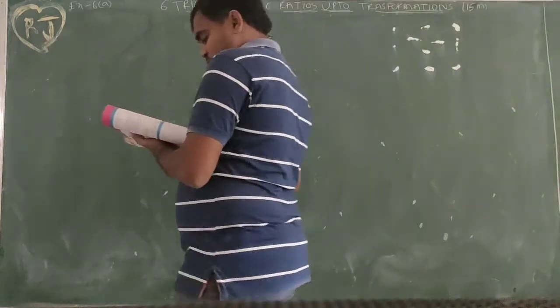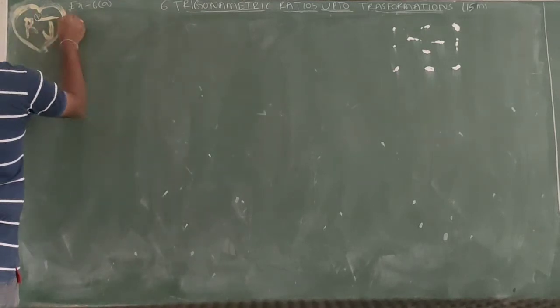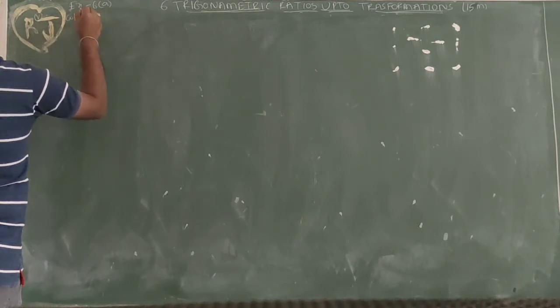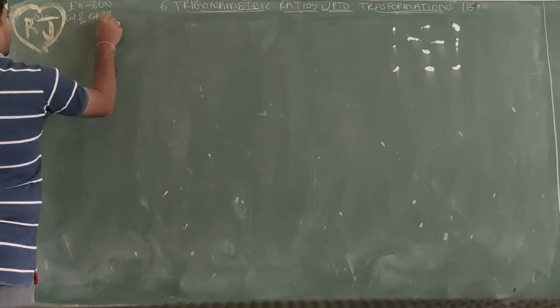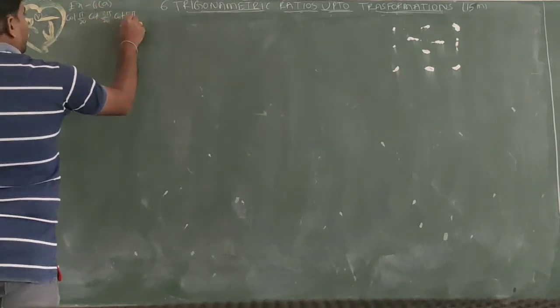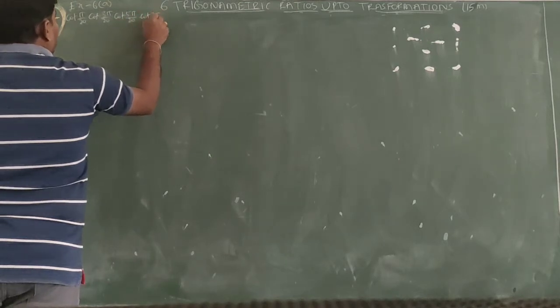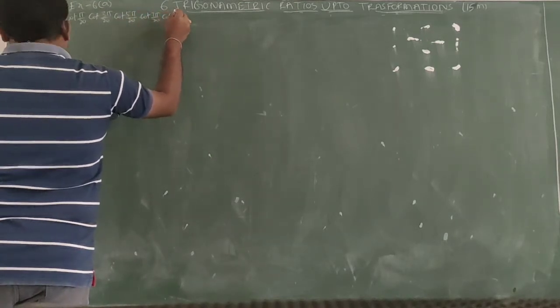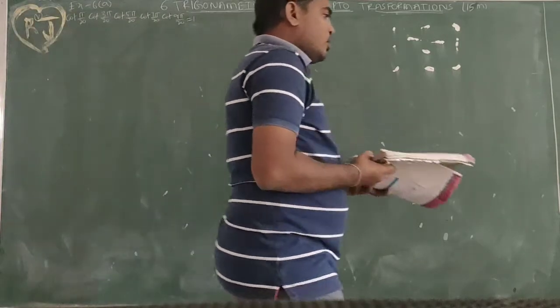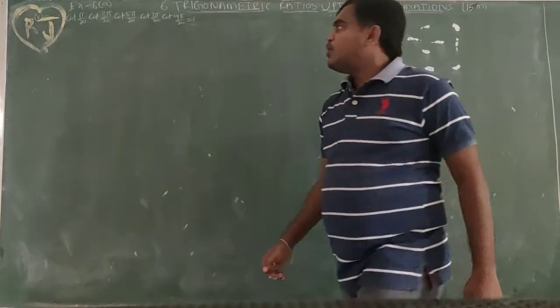So next question is the fifth one. Cot pi by 20, cot 3 pi by 20, cot 5 pi by 20, cot 7 pi by 20, cot 9 pi by 20 equal to 1. Okay, so we need to prove this one.